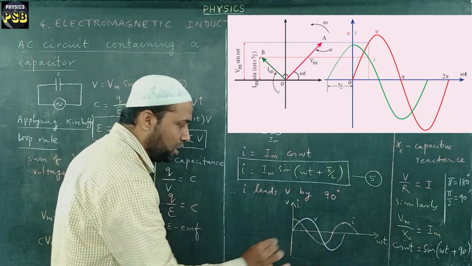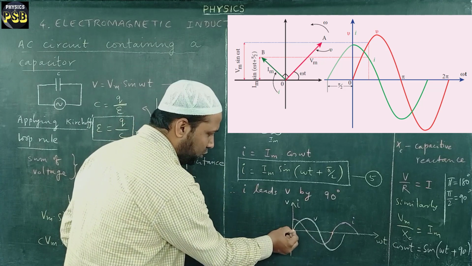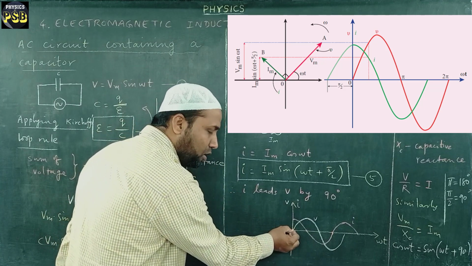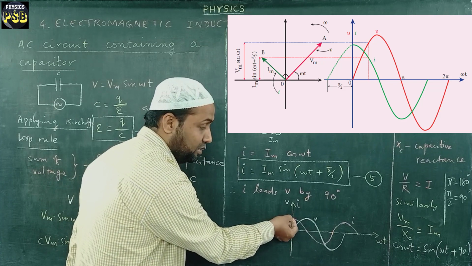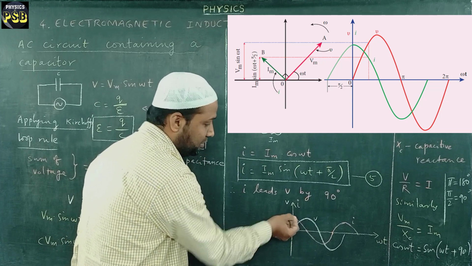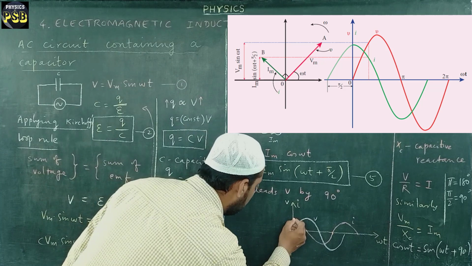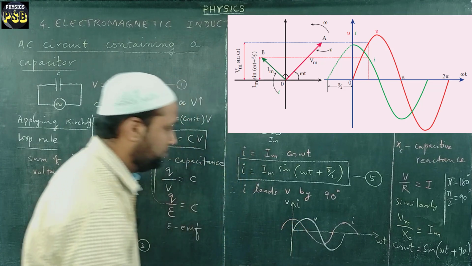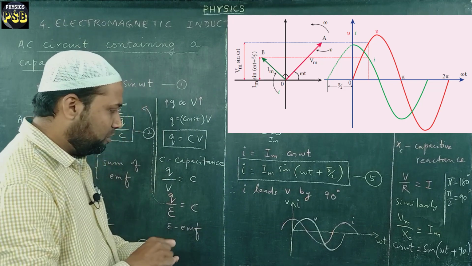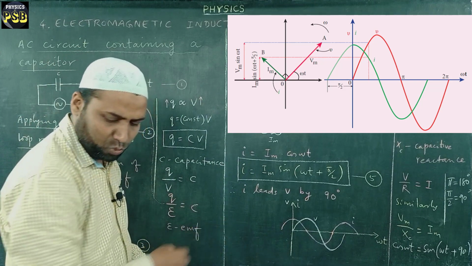Now, how to understand this? See, voltage starts with 0. When voltage is at 0, current is at 90 degree. The starting point is 90 degree, so the starting point may lie somewhere here. That is what it means. Now, let me continue this one.